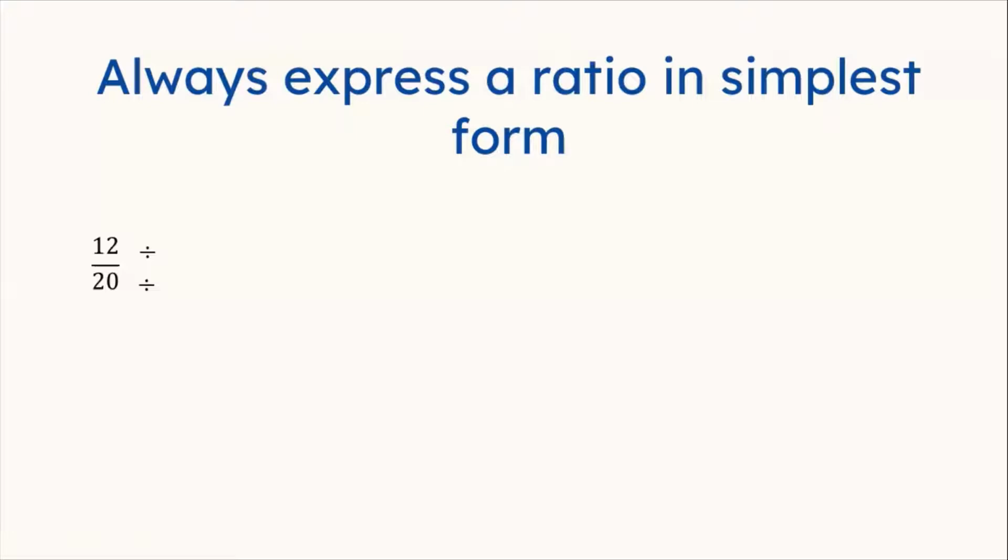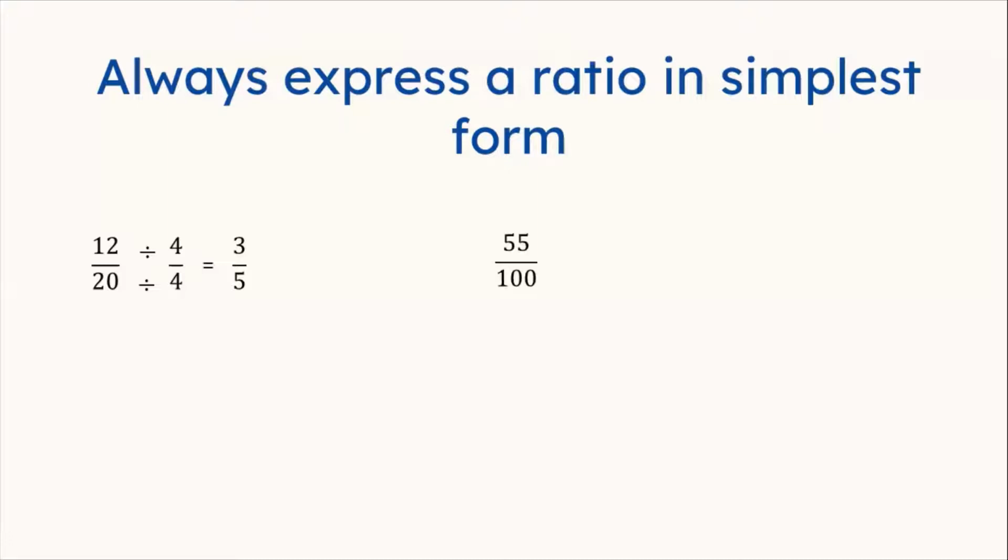So what is the GCF of 12 and 20? That is very good. That is 4. So 12 divided by 4 is 3, and 20 divided by 4 is 5. So the simplest form of our first ratio, which is 12 over 20, is 3 over 5.